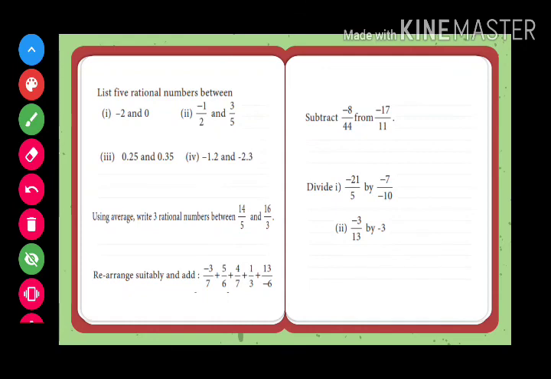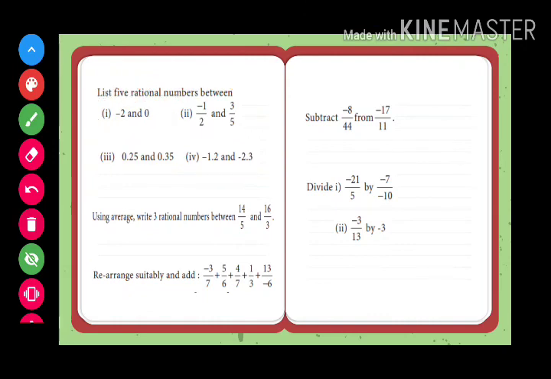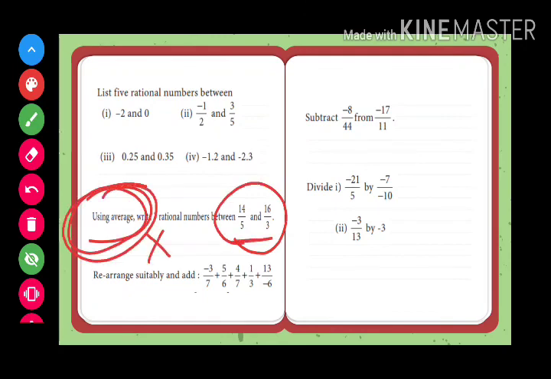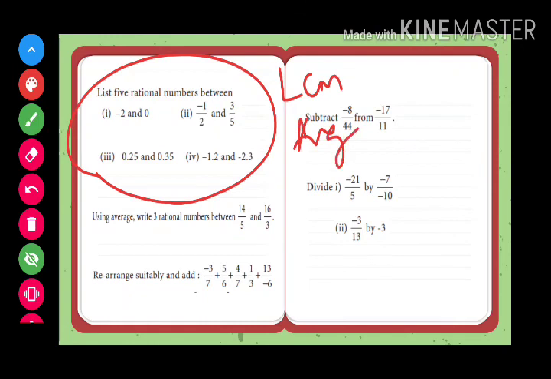In the first question, you have to write 5 rational numbers between these 4 given pairs. In each question you have got 2 integers or rational numbers. In this part, you have to convert these decimals into rational numbers, and then find the rational numbers in between. In the second question, you have to write rational numbers between these 2 numbers using the average method. Here they have mentioned using the average method. In this question they haven't mentioned anything, so you can use either LCM or average, anything you can use.